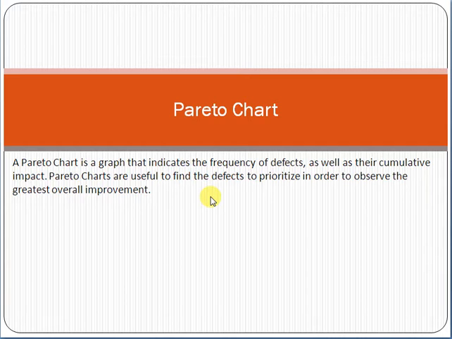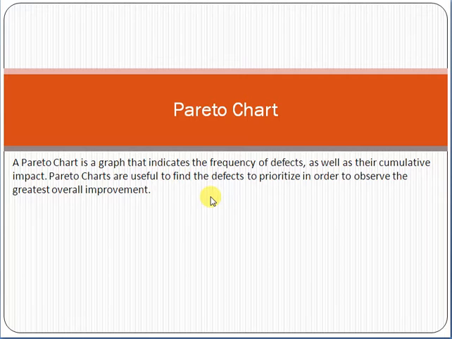See friend, here whenever we have to analyze some data, we want to analyze some defects, we use the Pareto chart. The Pareto chart indicates the frequency of defects with their cumulative impact. So this is called a Pareto chart. See friend, whenever we are analyzing some defects, some problems, we use the Pareto chart.